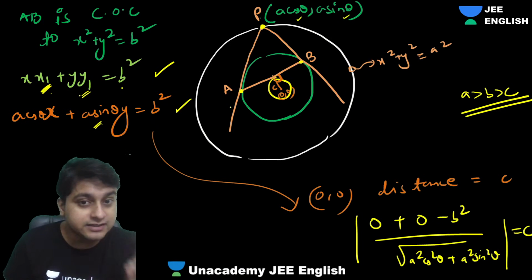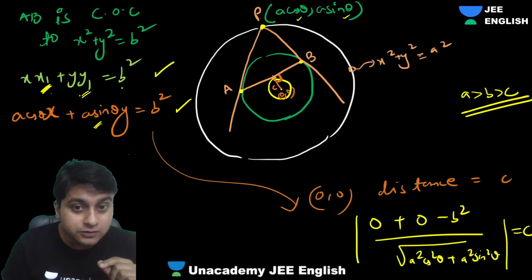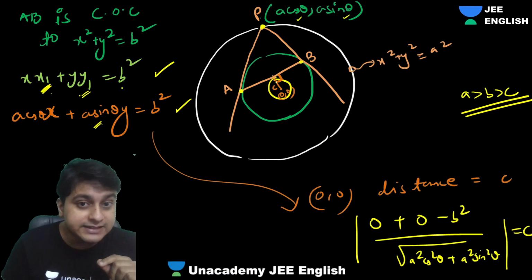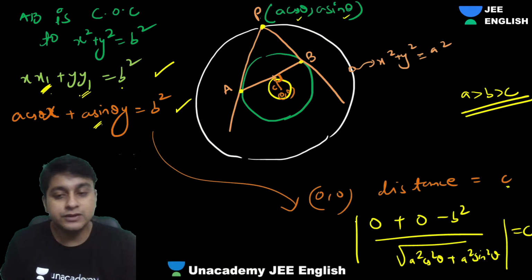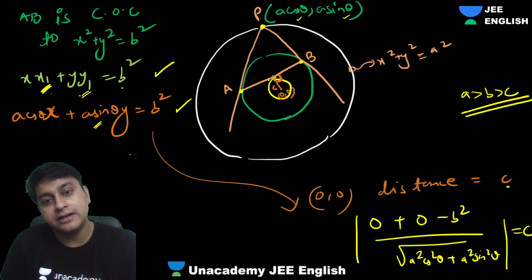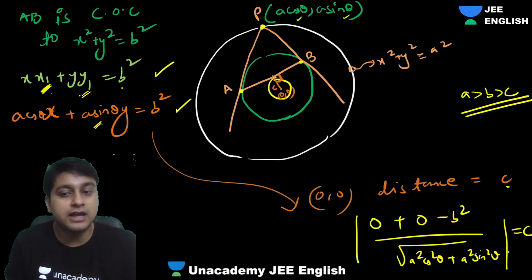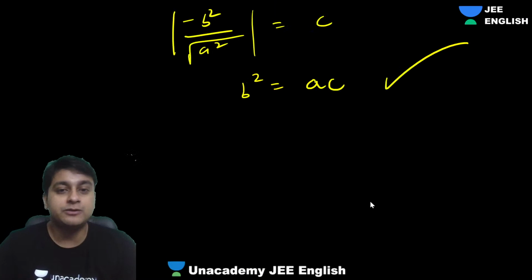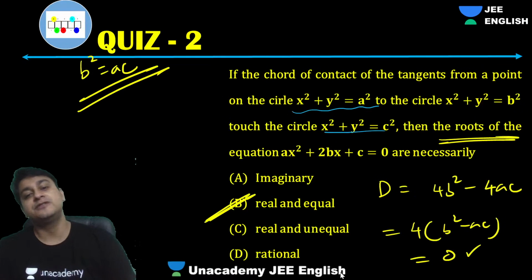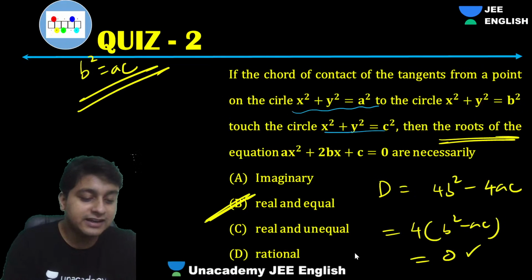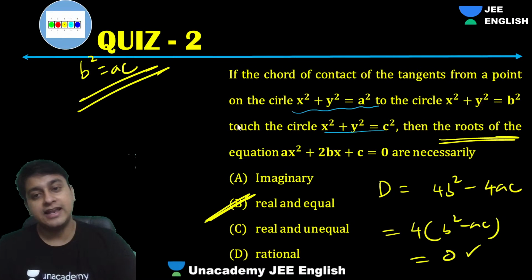Now, the last concept: the distance of the center from this tangent will be what? Radius, that is c. So we have dropped the perpendicular from this, and we've got the distance formula, and from there we got b square equals ac, and that means, guys, this equation will have real and equal roots. Clear? I hope everyone understood this. Let's move ahead, everyone.